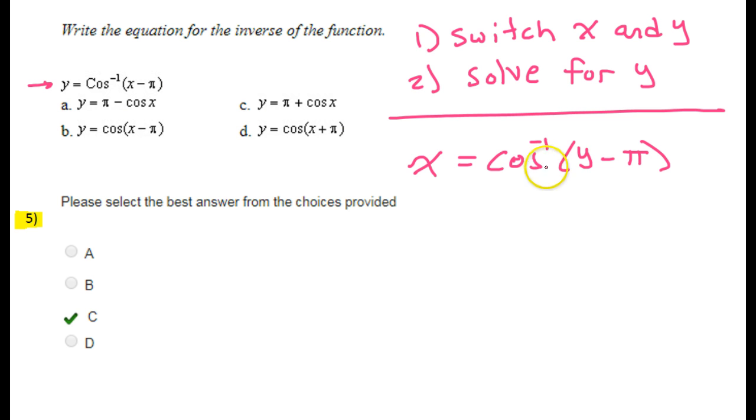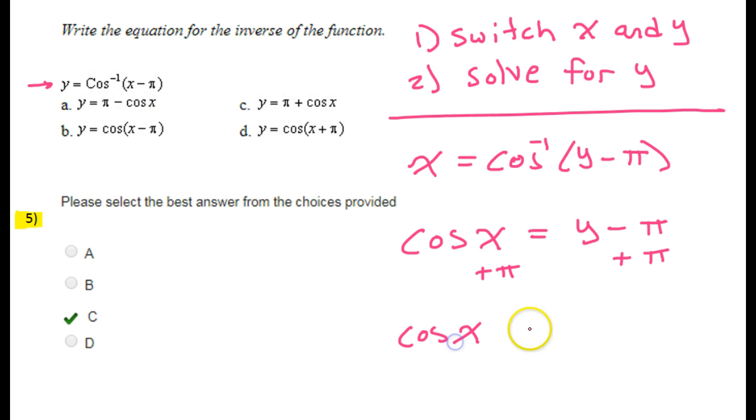So if x equals the inverse cosine of y minus pi, that means that the cosine of x must equal y minus pi. So step two is that we're solving for y. So that took me one step closer. Now to finish it off, I need to add pi to both sides because that will get y by itself. So that will give me cosine of x plus pi is equal to y.